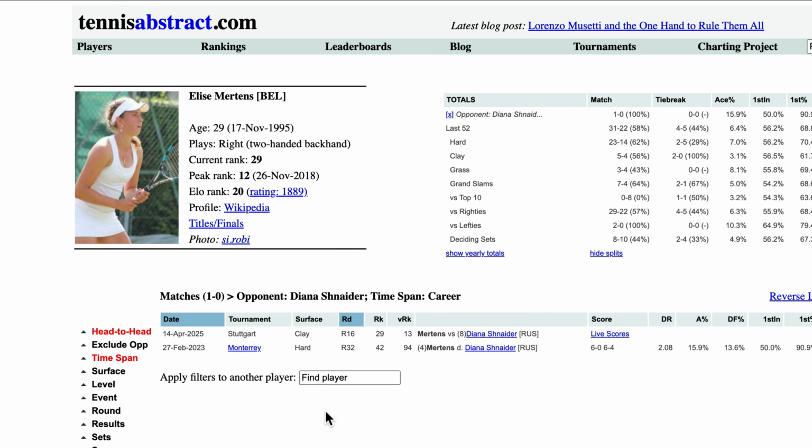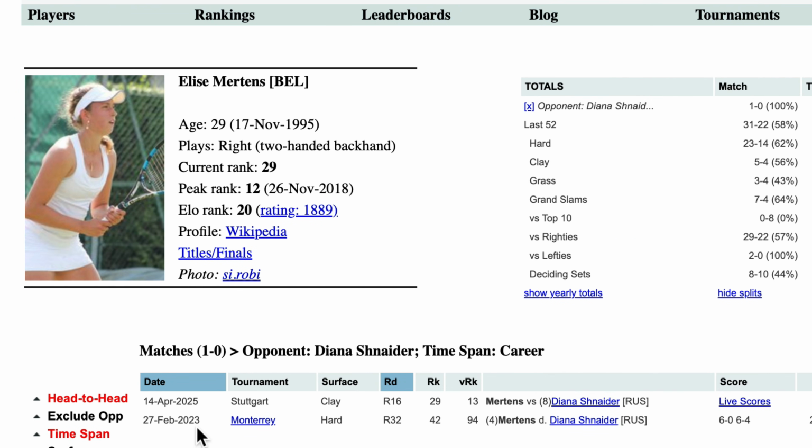So take this one, Elise Mertens. She leads Diana Schneider 1-0, and if we click on that match, we can see here, 27th of February 2023 in Monterrey. It was on hard court, in the first round. You can see the rankings at the time, which is quite interesting because you don't see that feature on most of the websites. And you can see the actual score and the dominance rate.